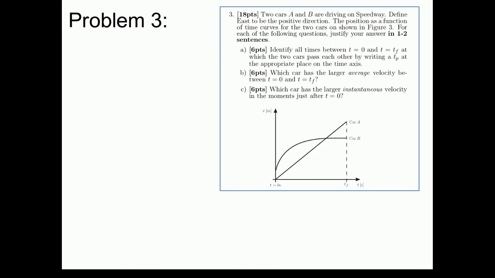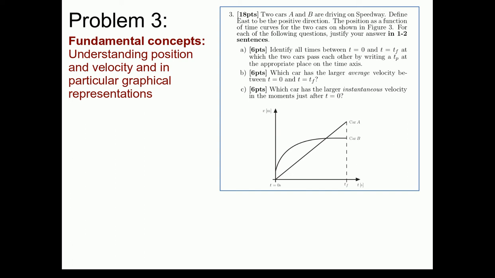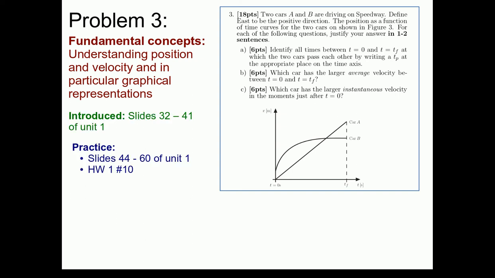Now let's move on to problem number 3. The fundamental concept in this problem involved understanding position and velocity, and in particular graphical representations of these concepts. This idea was introduced in slides 32 through 41 of Unit 1, and practice was provided on slides 44 through 60 of Unit 1, along with homework 1, number 10.